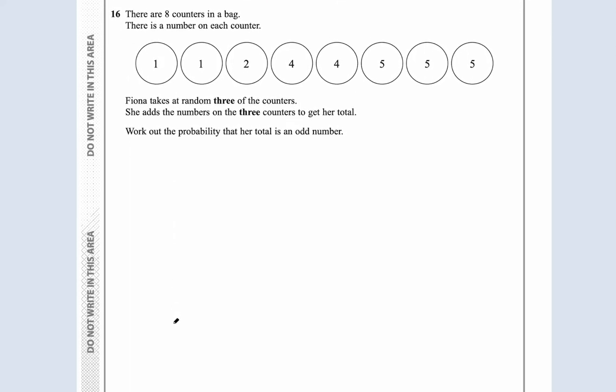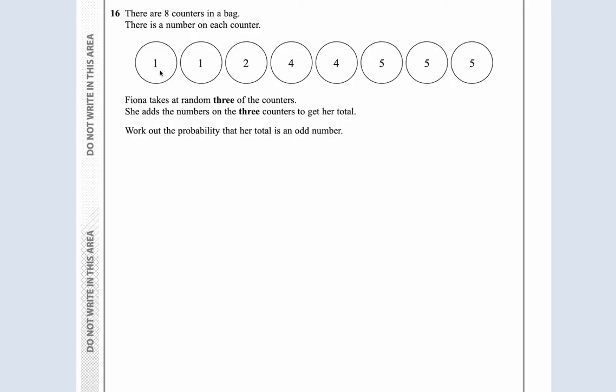Okay, question 16. So there are 8 counters in a bag. There's a number on each counter. These are the numbers. Fiona takes at random 3 of the counters. It's bolded, guys, but I'm going to underline it anyway. And then she adds the numbers. I'm going to underline this. This is very important. She's going to add the numbers on the 3 counters to get a total. Work out the probability that her total is an odd number.